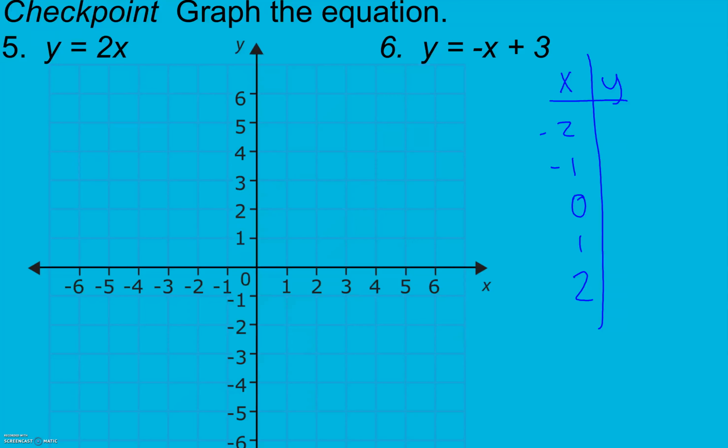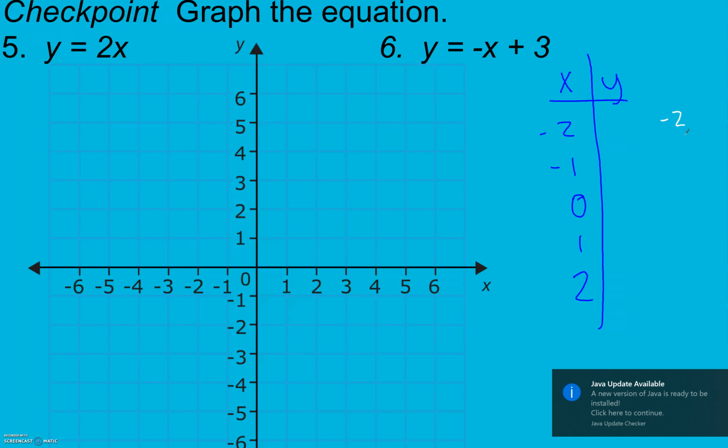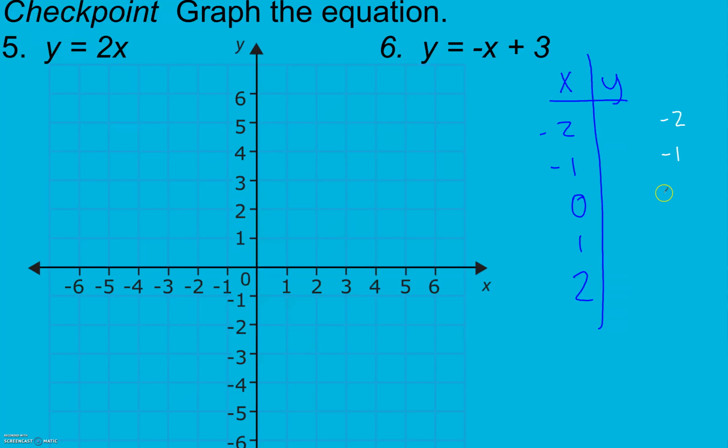So here, I'm going to take my x values and plug them into my equation. And I keep the rest of my equation exactly as it's written. So negative x plus 3, negative x plus 3, negative x plus 3, negative x plus 3, negative x plus 3.